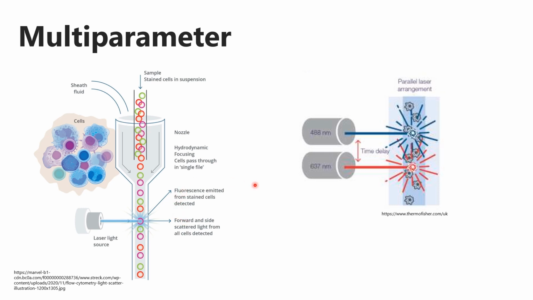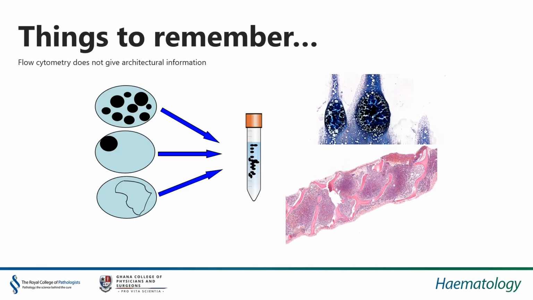At the same time, those very same lasers that tell us about size and granularity, as well as some additional lasers, allow us to combine multiple colors together. So those lasers that interrogate the cells excite the fluorophores. Those fluorophores build up the energy and then release their energy in the form of a photon of light in that emission wavelength that is longer than the excitation wavelength.